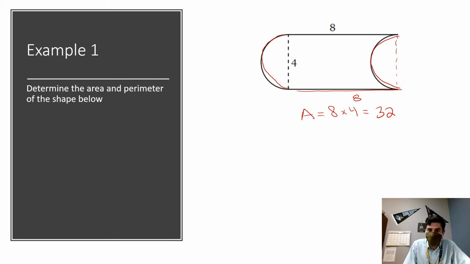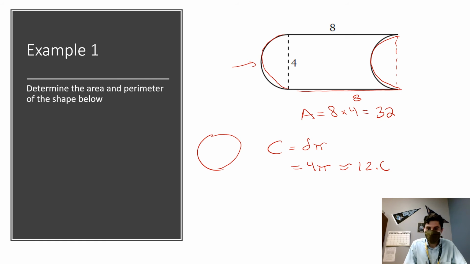Let's find what this curved distance is right here. Well, if I took that curved side and the other curved side and put them together, I would get a full circle. And the circumference of a circle is diameter times pi. In this case, that's going to be 4 times pi, and that's approximately 12.6. Remember that pi is just a number, 3.14 approximately, and you can actually put that in the calculator. So this 12.6 represents the full circle, or this side and this side together.